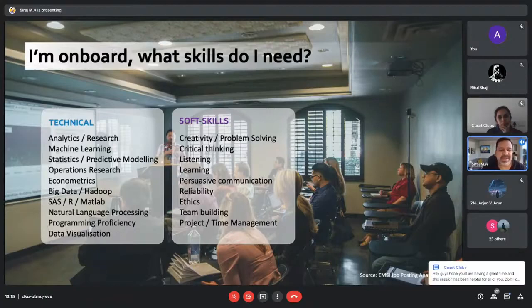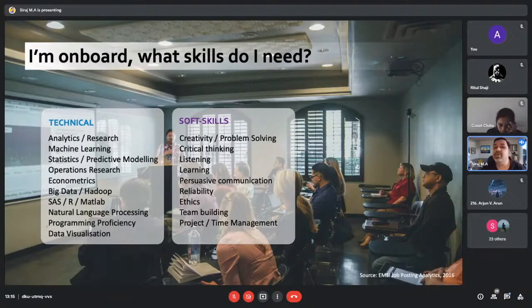So those are the skills. And again, like I said, this is a 2016 survey. This is by no means the end goal of what you are looking to achieve. It's just a kind of pointer. Look for these things.